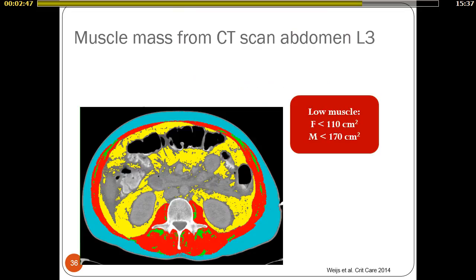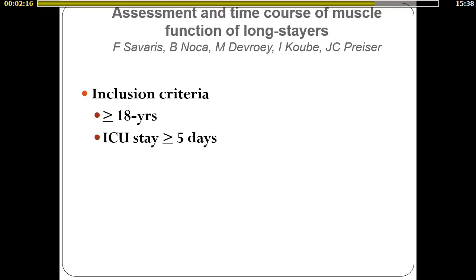We may also use CT scans to assess the muscle mass using the L3, the muscle at the level of the third lumbar vertebra, and we can deduce the total muscle mass of the body. And we have definitions for low muscle mass, below 110 square centimeters in females and 170 in males, associated with an increased mortality, as shown by Peter Weiss in Amsterdam after adjustment for the confounding factors.